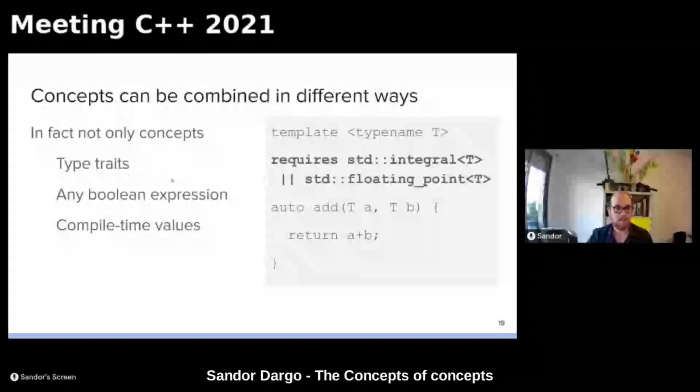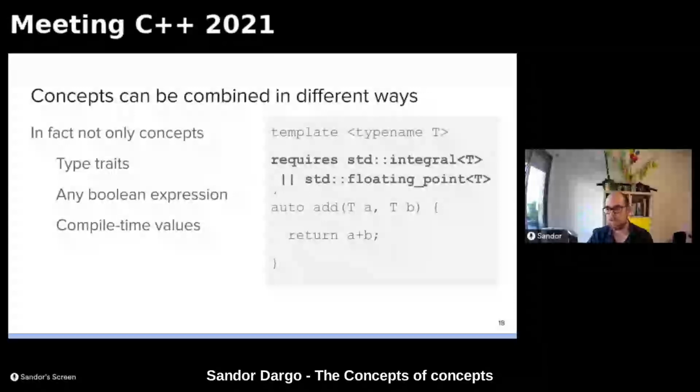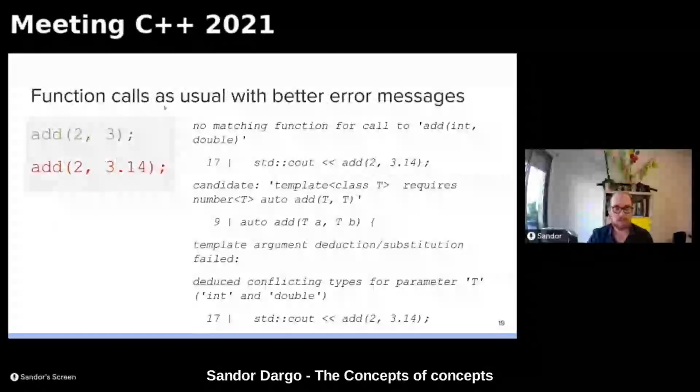But you can put there more things. You can use type traits. You can use any Boolean expression or basically any compile time values with certain limitations that we'll discuss. And then the function calls are just as always, but with a bit better error messages. So this is a quite basic example.